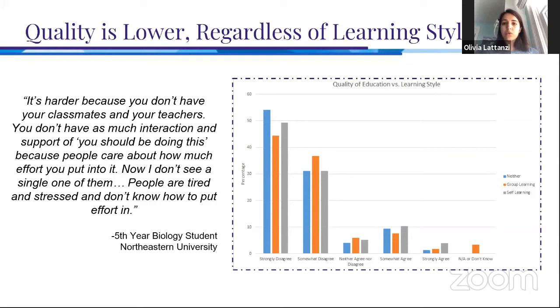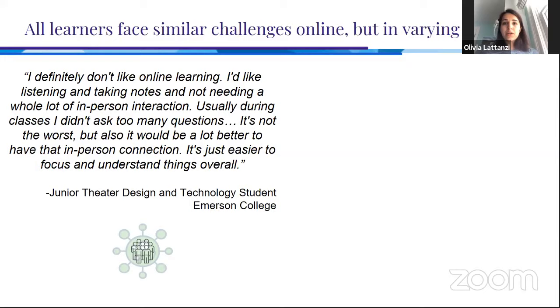Someone who requires more social interaction and motivation from others in their learning environment would generally be described as a field-dependent learner. And even though independent learners are better at defining goals for themselves and creating their own motivation, they still have found difficulty in this new environment regarding having no in-person connections. A student from Emerson College described himself as a self-learner, but still noted how hard it is to focus at times without being in person.